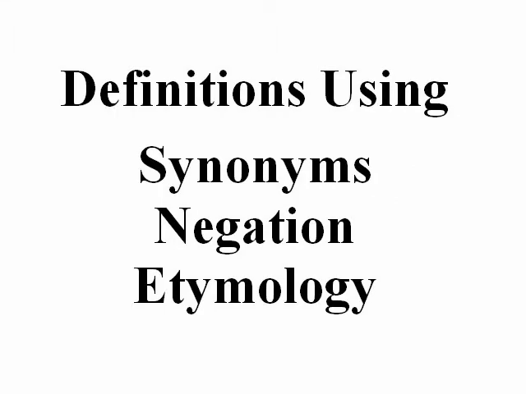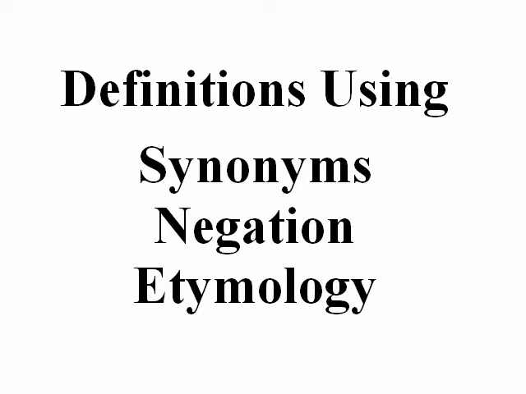Definitions using synonyms, negation, etymology. There are different things that you can use to define something. Firstly, you can use synonyms. This is where you want to look for words that have a similar meaning to what you're defining. This can help to show the reader the range of what you are looking at, as well as using words that the reader may be more familiar with.